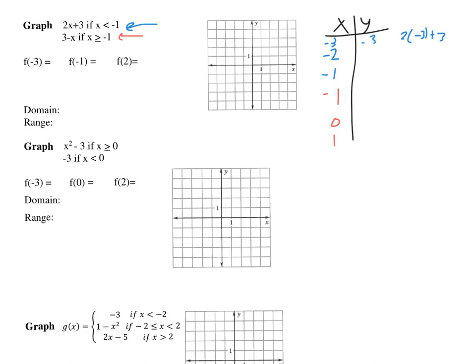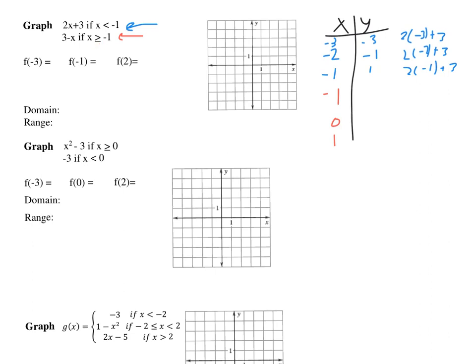So that's -3. Then I have 2 times -2 plus 3. So that's -1. 2 times -1 plus 3 is 1. Now, some of you may be thinking, hey, Mr. Berry, didn't you plug that -1 into the wrong function? That doesn't go in that function. It doesn't have the or equals to. When I have -1, I'm supposed to plug it into that one.